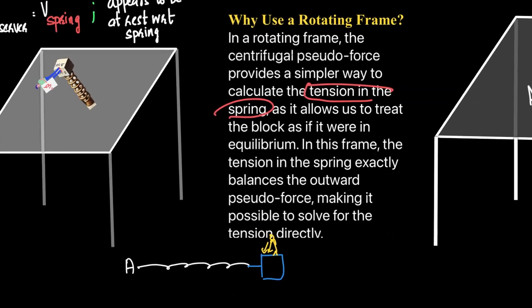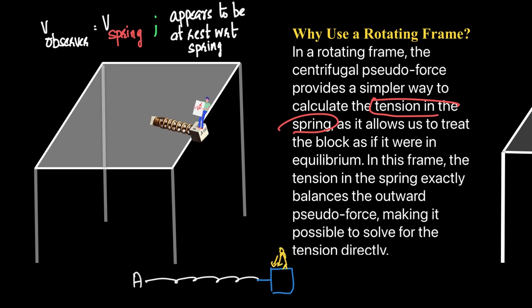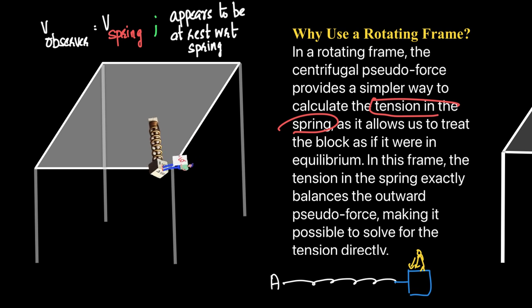So what this part is trying to explain is, if you were considering a rotating frame like this, you can say that this object here is in equilibrium. And when is this in equilibrium? When the tension in the string, which is moving like this, exactly balances the outward pseudo force, making it possible to solve for the tension directly.